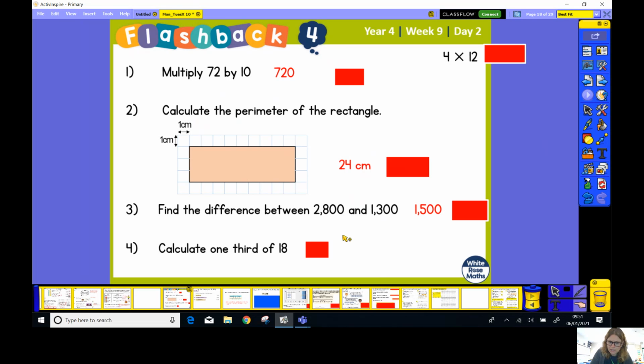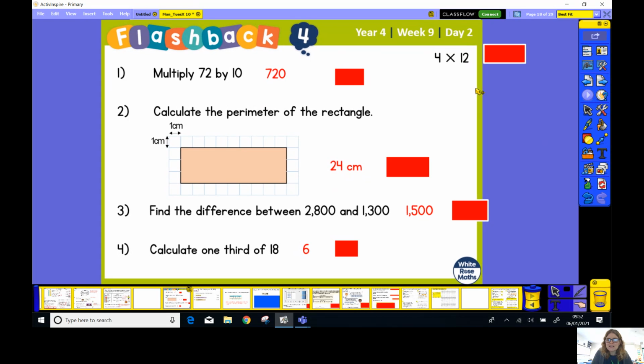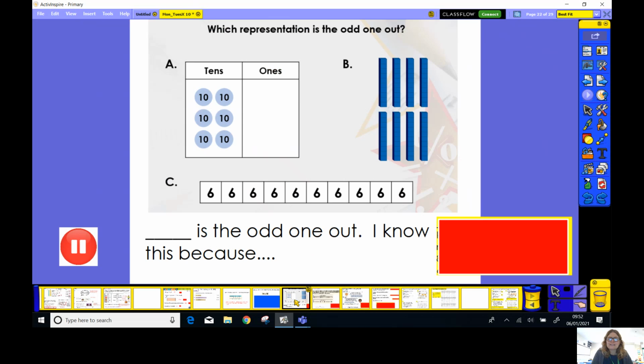Now, this is the tricky one. Calculate 1/3 of 18. You haven't done this since year 3. So you would take your 18, you would divide it by 3, and the answer is 6. So 1/3 of 18 is 6. And finally, nice and straightforward, 4 times 12 is, of course, 48. Okay, so let's start our lesson today.